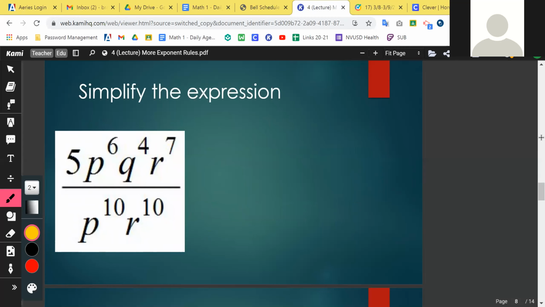Here we have example 1. We have a regular 5. Again, that's just going to stay in the numerator on top. Then we go letter by letter. So p's. Okay, I have 10 p's on the bottom, so that's where the p's are going to go. 10 take away 6. Now q's, I only have q's on the top, so I'm going to keep my q to the 4th there. And then r, there are more r's on the bottom, so that's where the r's are going to go. And again, 10 minus 7.